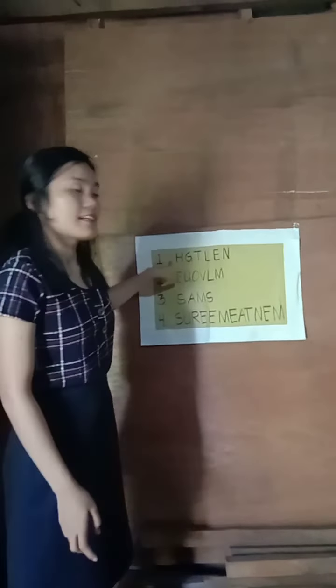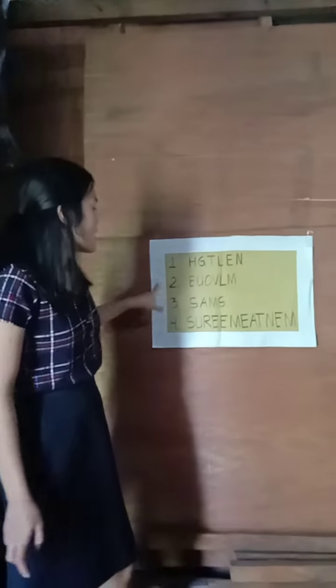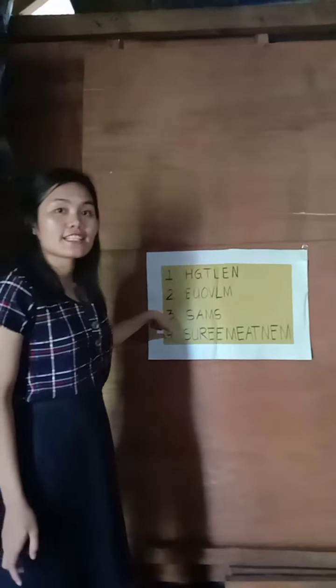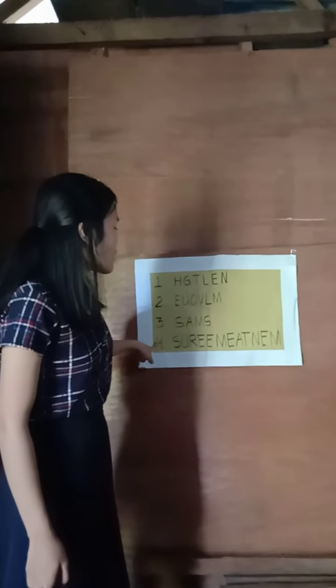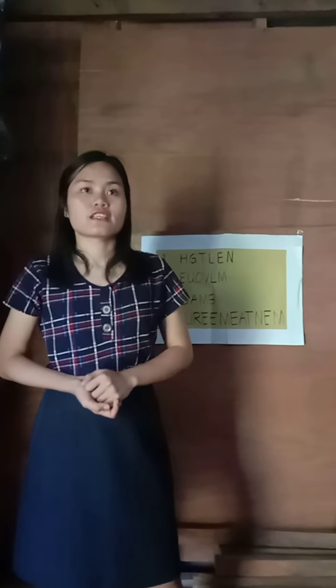Okay. So the first word is length. Very good. And then the second, what word is this? Alright, volume. And then the third one is mass. And then the fourth one is measurements. Alright, so based on the activity, how do you find it? Okay, I was glad that you enjoyed it. Based on the activity, what do you think would be our lesson for today? All right, very good. So about the measurements. Okay.